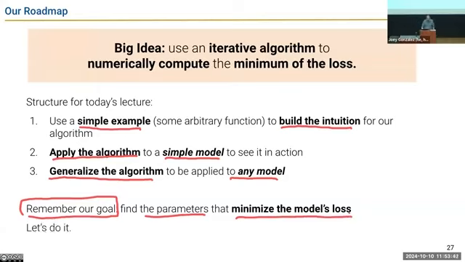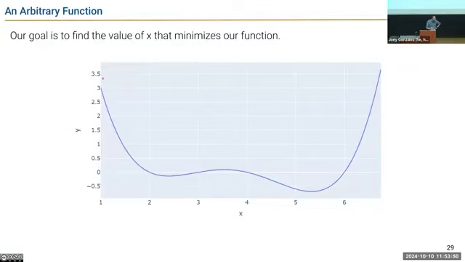Minimizing a 1D arbitrary function. Here's my function. Where is the minimum of this function? Humans are great at this. You go, I see it. The minimum is right here. Done. Piece of cake. Okay, but this one's easy. It's in one dimension. You can do it. Higher dimensions can be harder.